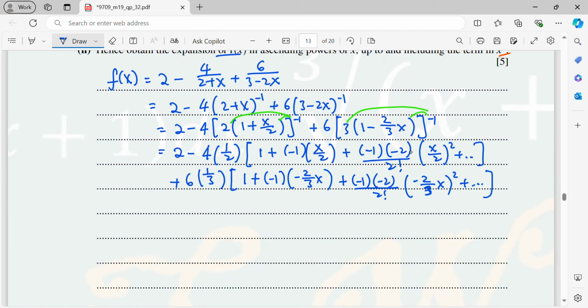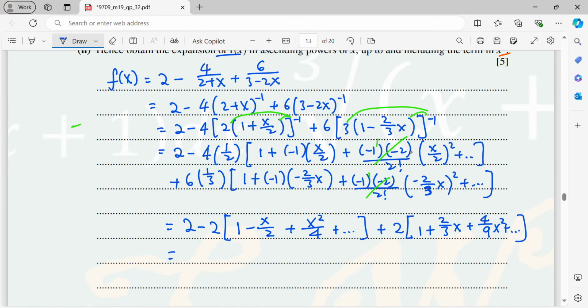Okay, so then from here, you will be getting 2 minus: 4 times half is 2. Then the first term rewrite minus 1, plus times minus 1 times x over 2 is negative x over 2. Then followed by (minus 1)(minus 2) over 2 factorial is basically 1. Okay, so you can cancel this off and make it 1. This is 1. Here is also 1. That means you are getting x squared over 4. So for the last expansion, 6 times 1 over 3 is 2. Then the terms inside the brackets will be 1 plus 2 over 3 x plus 4 over 9 x squared.